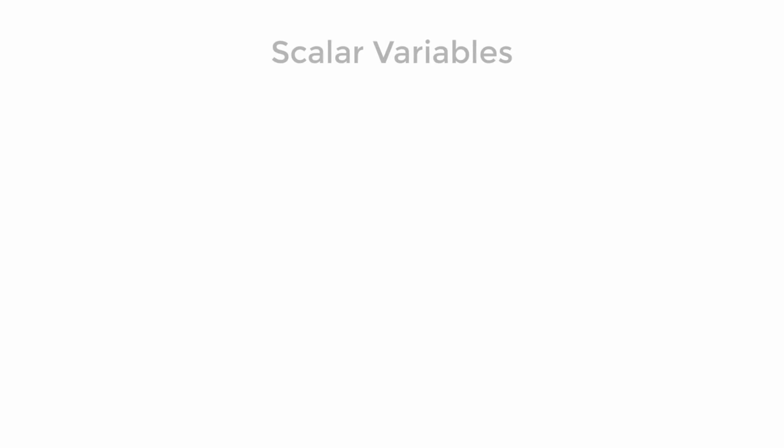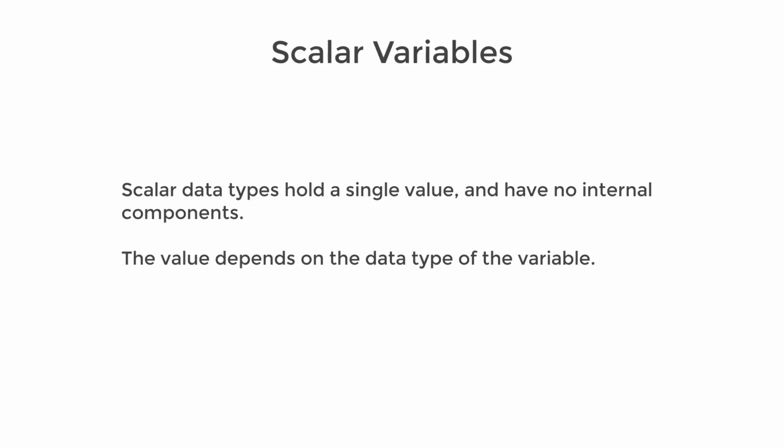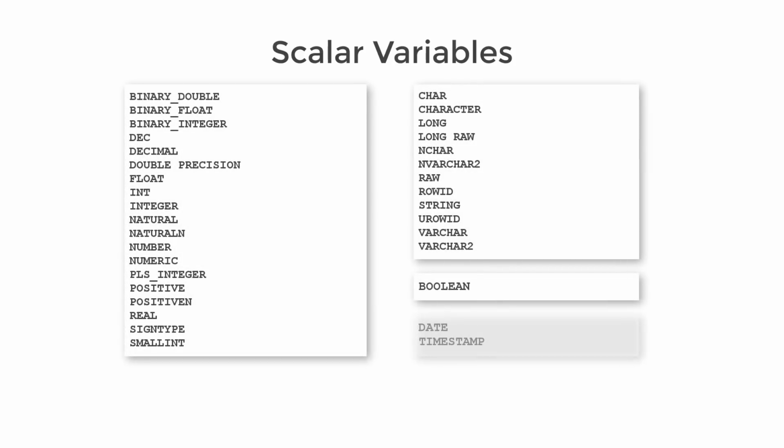Let us explore the scalar data types in detail. Scalar data types hold a single value and have no internal components. The value depends on the data type of the variable. Scalar data types can be classified into 4 categories: number, character, boolean, and date. Character and number data types have subtypes that associate a base type to a constraint. For example, integer and positive are subtypes of the number base type.